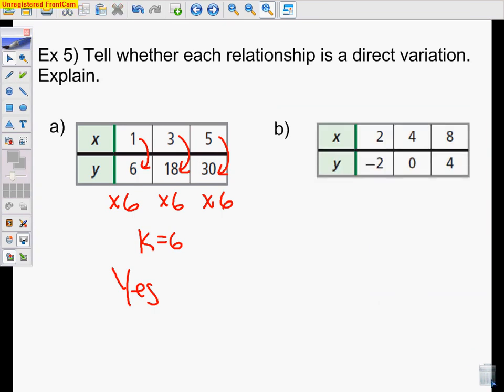In this problem, was there a constant number that we multiplied by to get from x to y? Well, here we multiplied by -1. Here we multiplied by 0, so automatically you can see that this isn't going to work out. So no, because there's no constant of variation.